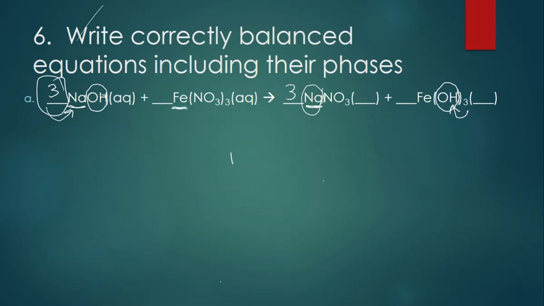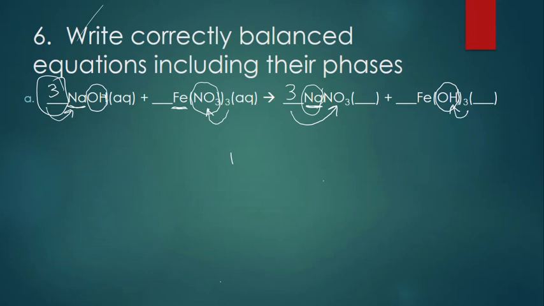How many irons? NO3 is a unit. It is a Costco item. How many of those NO3s do we have? 3. How many NO3s do we have on this side once you distribute through? You have 3 ones, for a total of 3. See, when we fixed the Na, we actually ended up fixing the hydroxide.